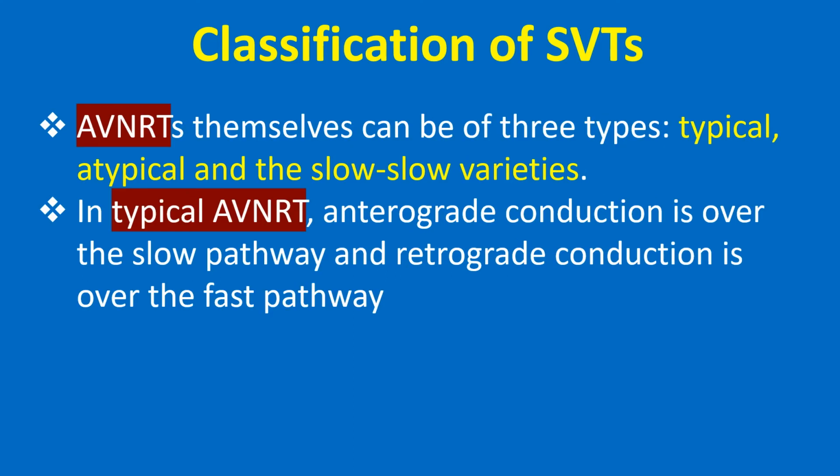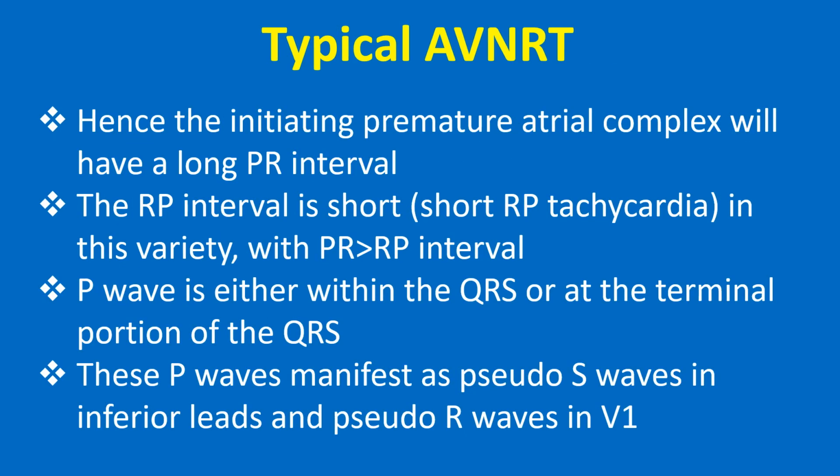AV NRTs themselves can be of 3 types: typical, atypical, and the slow varieties. In the typical variety, antegrade conduction is over the slow pathway and retrograde conduction is over the fast pathway. Hence, the initiating premature atrial complex will have a long PR interval. The RP interval is short, that is short RP tachycardia in this variety with PR more than RP interval. P wave is either within the QRS or at the terminal portion of the QRS. These P waves manifest as pseudo S waves in inferior leads and pseudo R waves in V1.